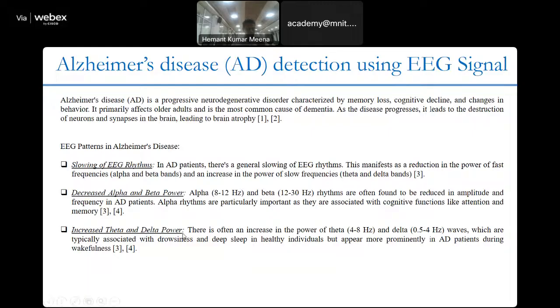Increased theta and delta power: there is often an increase in the power of theta and delta waves, which are typical of drowsiness and deep sleep in healthy individuals, but appear more prominently in AD patients during wakefulness. Remember, during deep sleep and drowsiness it is fine, but when this increase happens during the wakefulness state, then it becomes a problem.